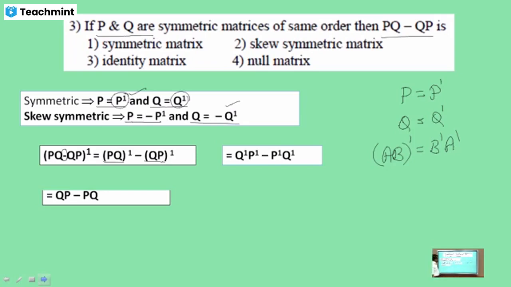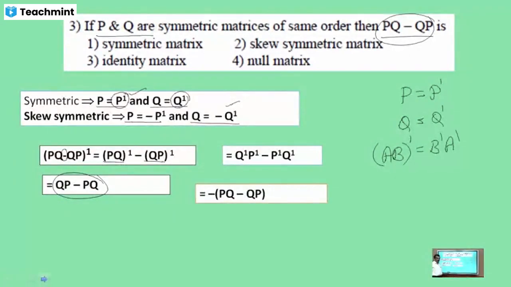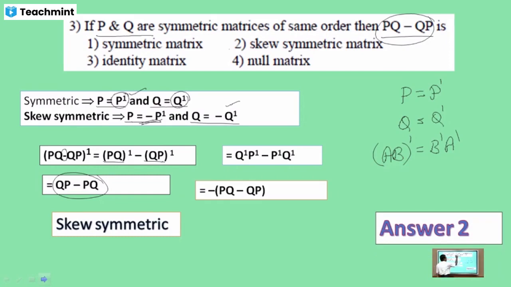What was given is PQ equal to QP, and what we got is QP equal to PQ. That means the second term is the first term and the first term is the second term, so I have a common minus from the given relation. Whenever there is a minus common while writing the transpose, you know it's a property of a skew symmetric matrix. Therefore, our solution for this problem is skew symmetric, which is the second option.